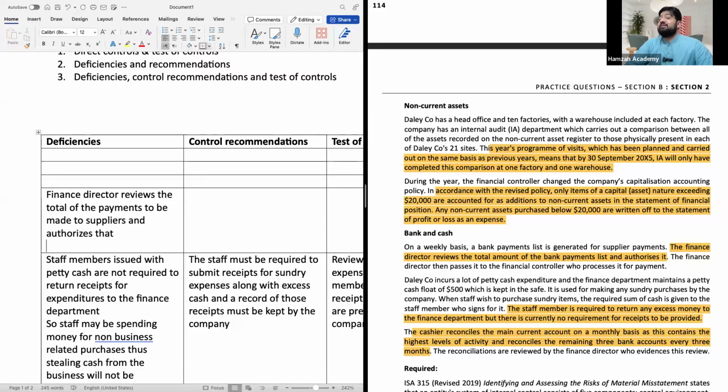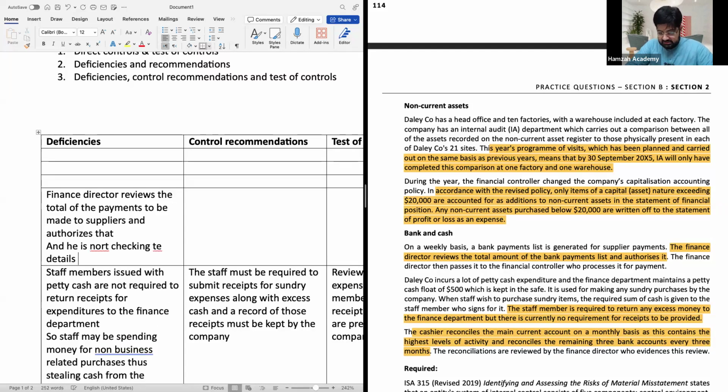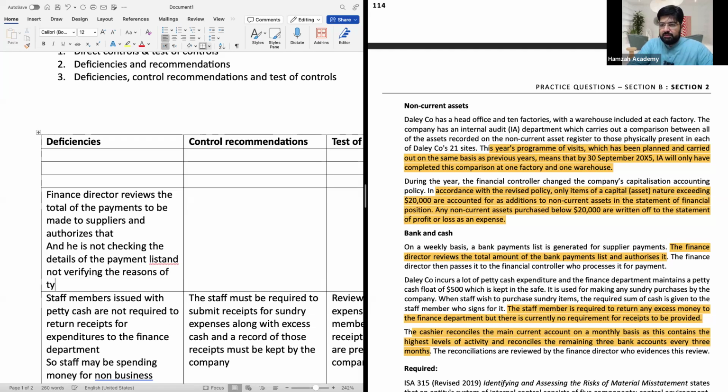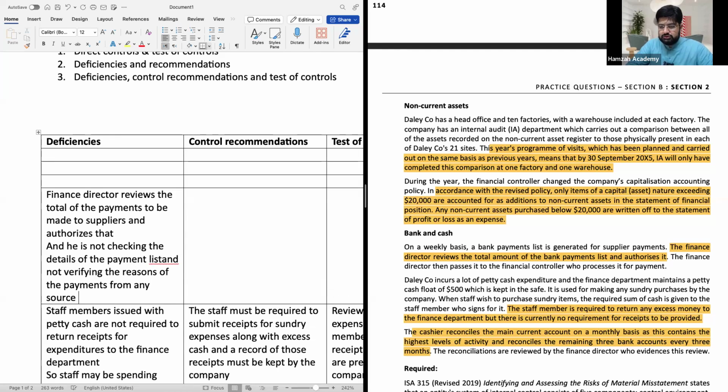Now, what is the issue? He is not checking the details of the payment list, and not verifying the reasons for the payments from any source document.